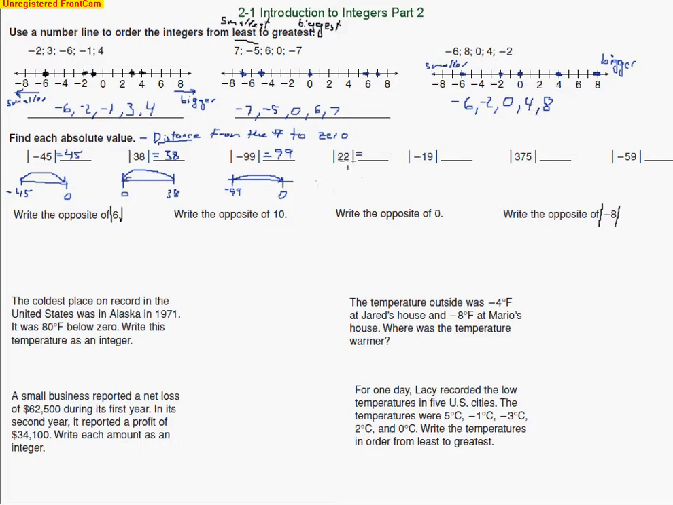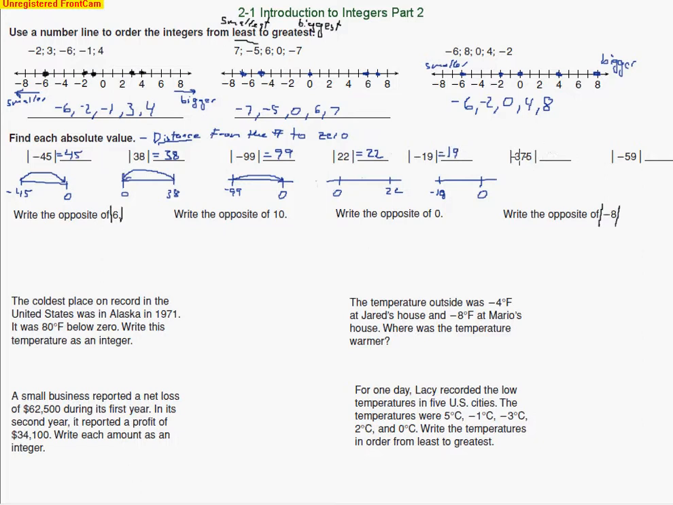How far is it from 22 to 0? That's what those bars represent. The distance from 22 to 0 on the number line. Well, the distance is 22 spaces. Same thing over here. The distance from negative 19 to 0 on the number line. How far is it? Well, it's 19 spaces.